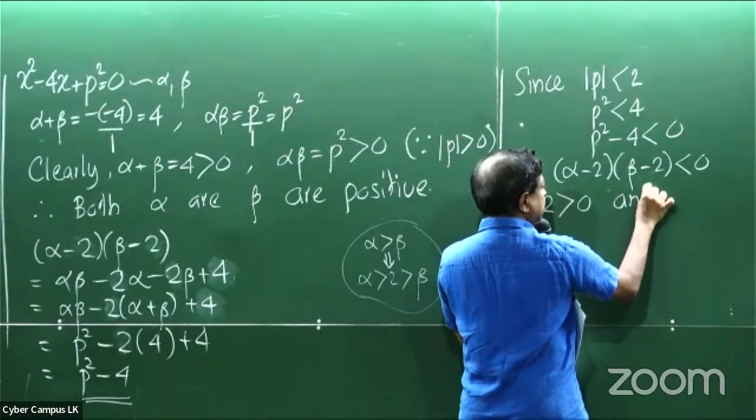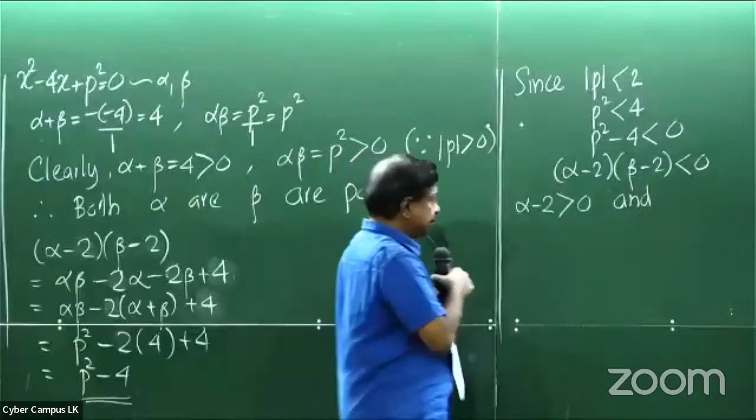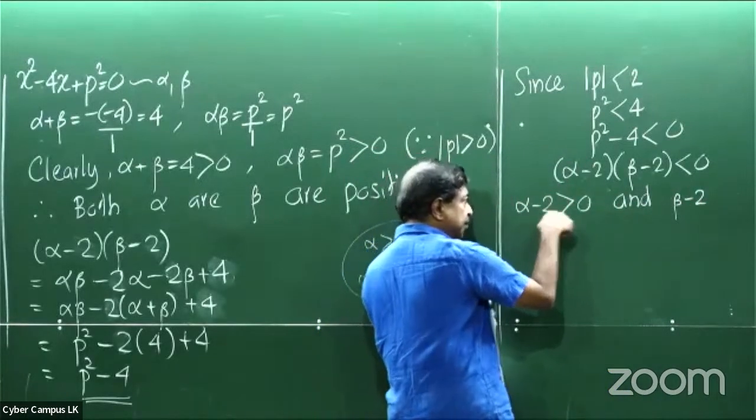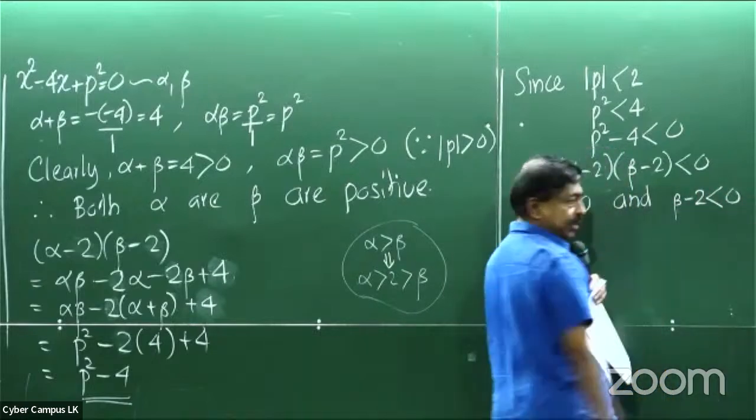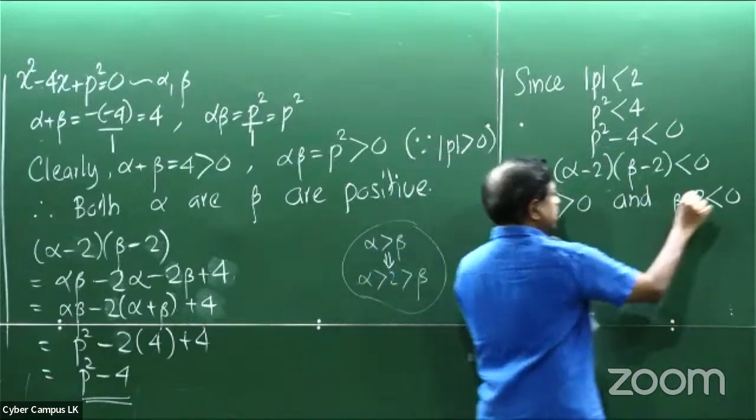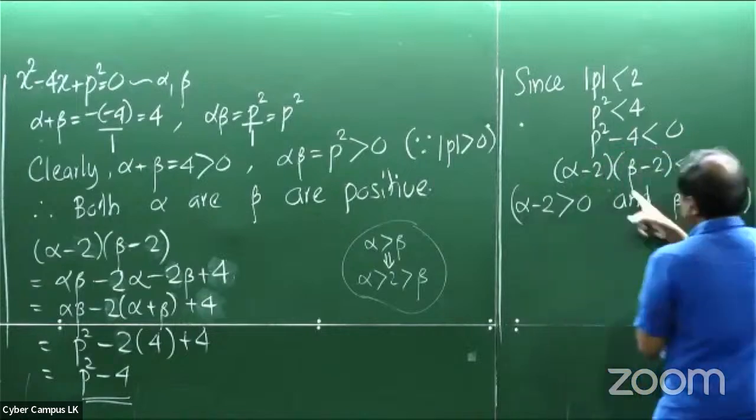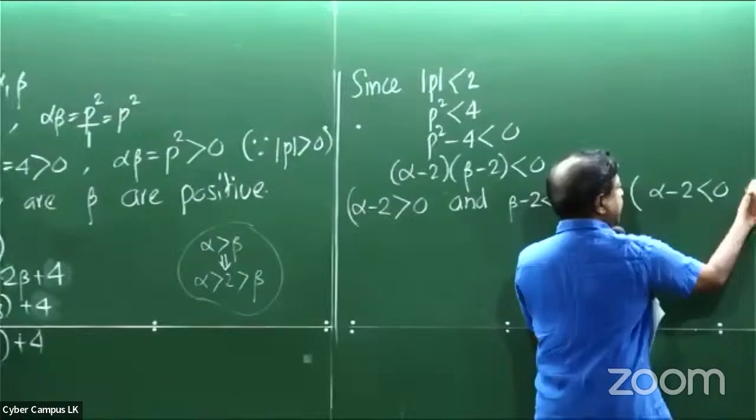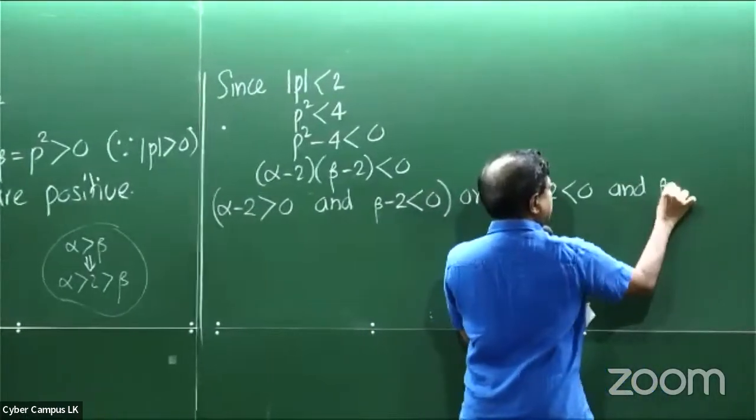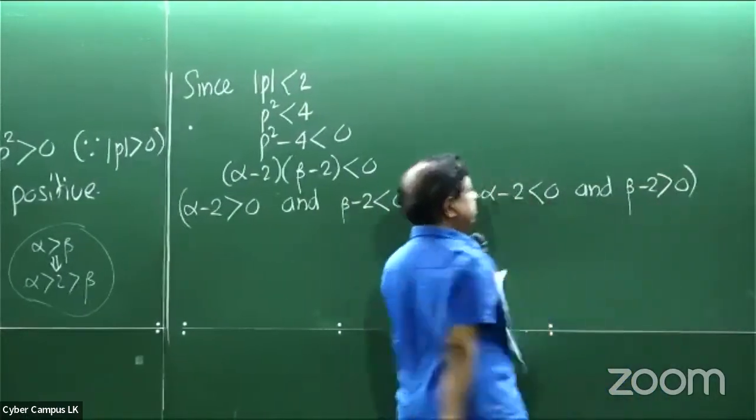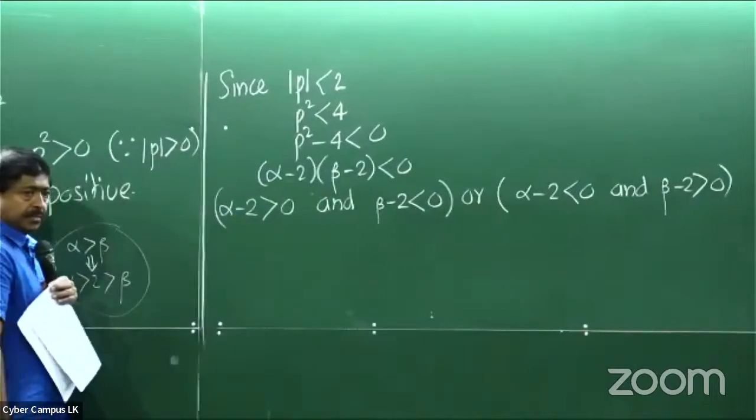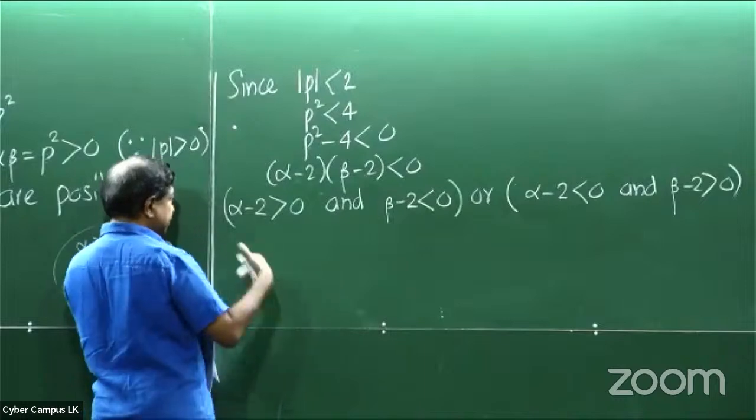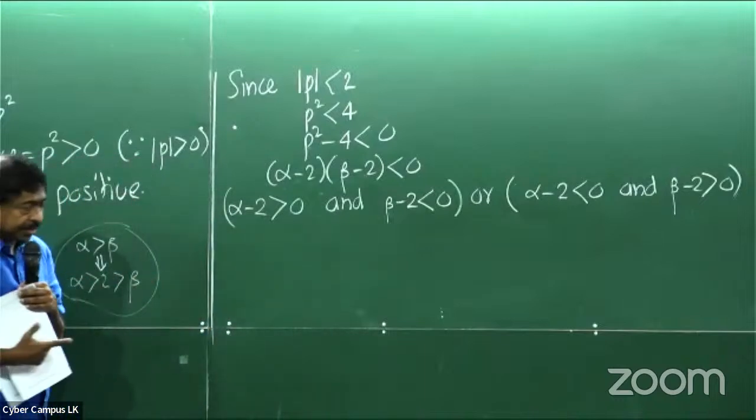And these two go together. Beta minus 2: if this is greater than 0, the other one should be less than 0. Or the other condition is that the first can be negative and beta minus 2 is positive. I'll provide more details just to make sure that everybody understands it.